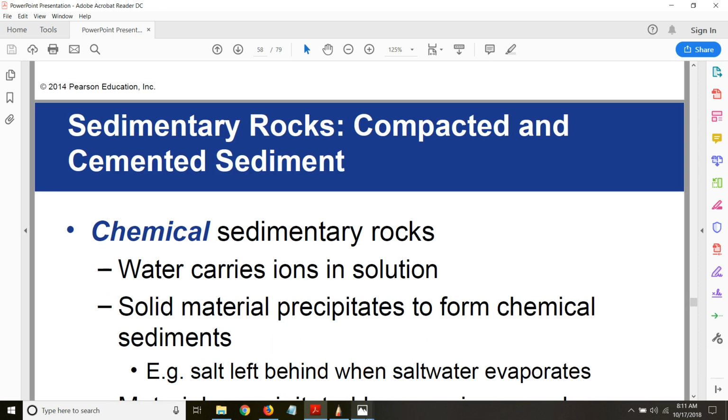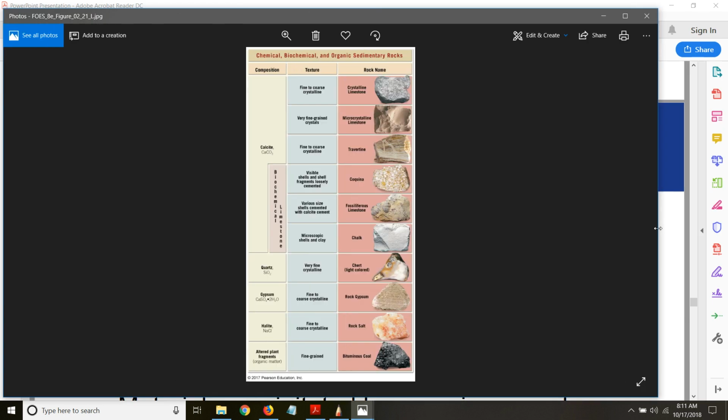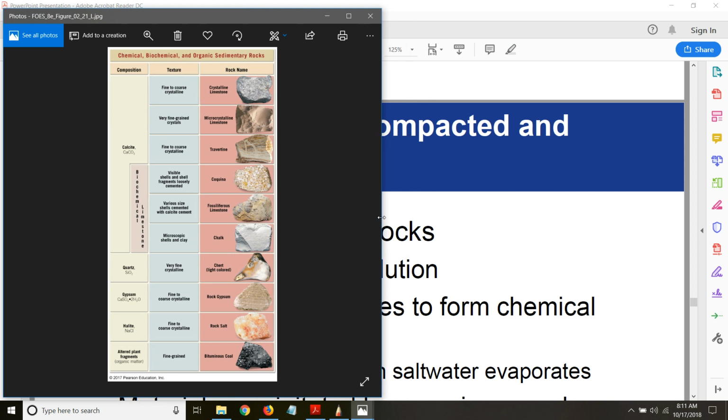Okay, so let's look at another figure from your textbook. This one is figure 2.21. It shows another form of classification based on the origin, how these sediments were originally formed. We saw the physical processes by which the chemicals combine together and make sedimentary rock. Another one we talked about is the chemical and biological processes that can make these sediments.